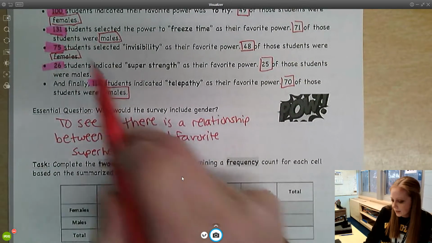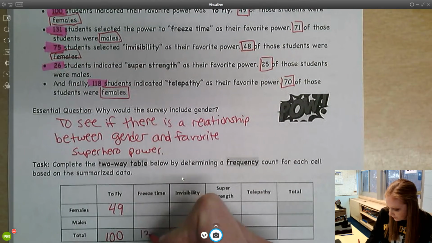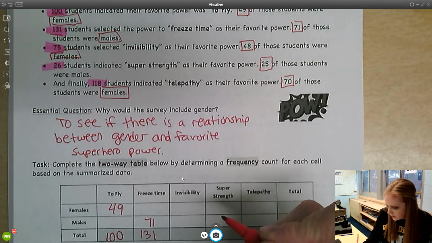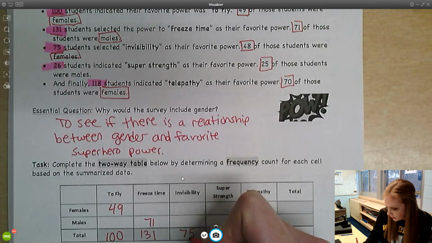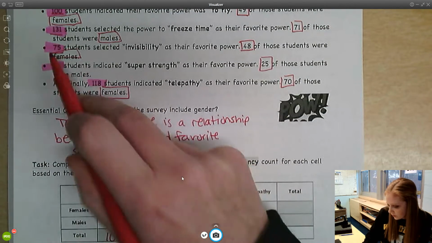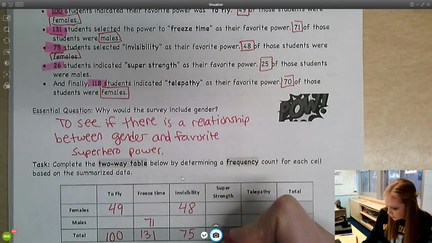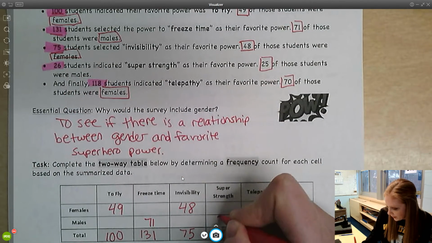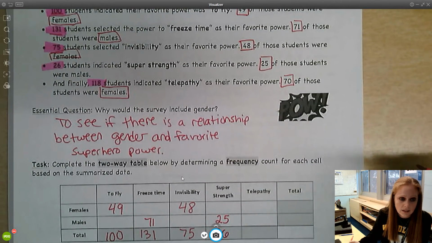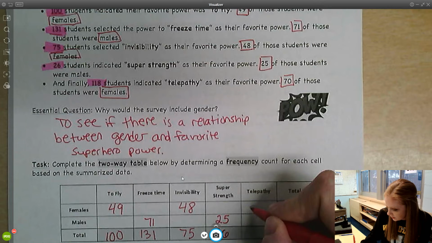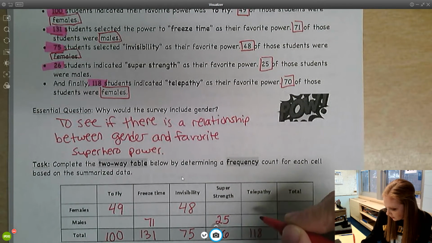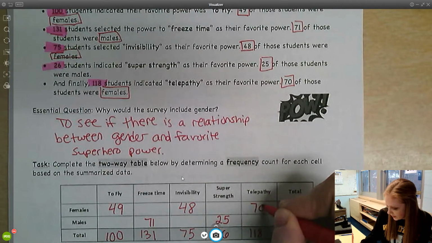131 students picked freezing time, and of those 131, 71 were males. 75 students chose invisibility, and of that, 48 of them were females. 26 students indicated super strength, 25 of them were males. So start thinking about how many females that means there were. And lastly, 118 did telepathy. 70 females from that 118.